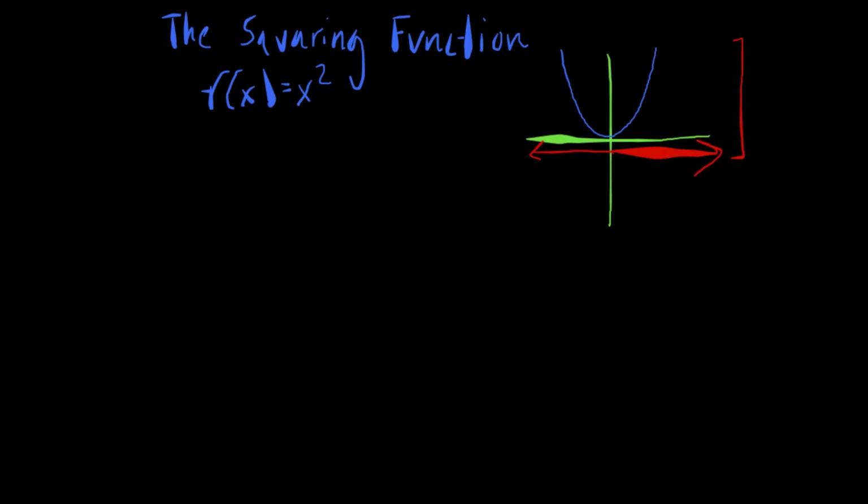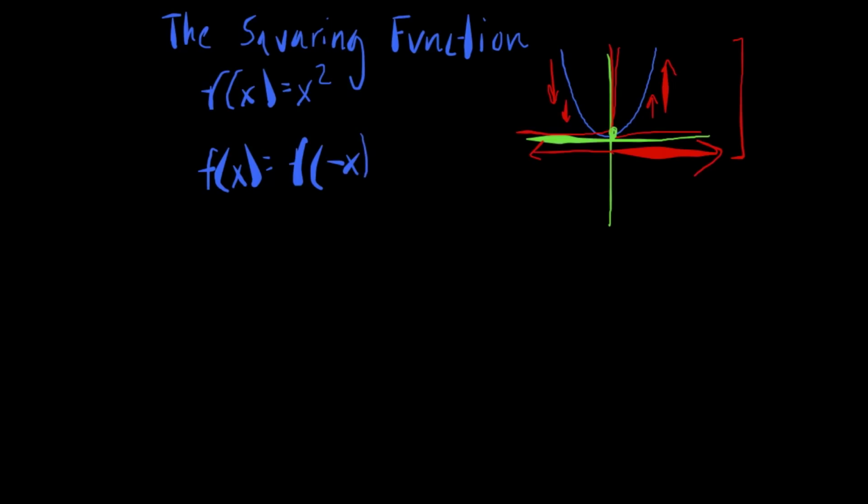It is increasing on the interval from 0 to infinity. It is decreasing on the interval from negative infinity to 0. It has an absolute minimum at the point 0, 0. And it is continuous and is also even. This is because f of x is equal to f of negative x.